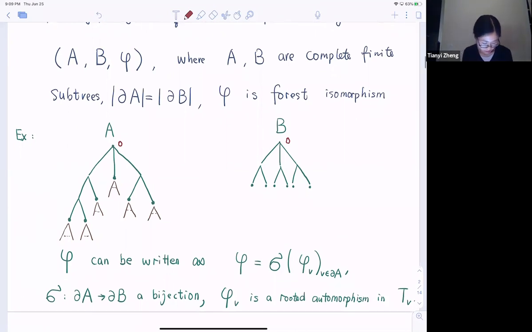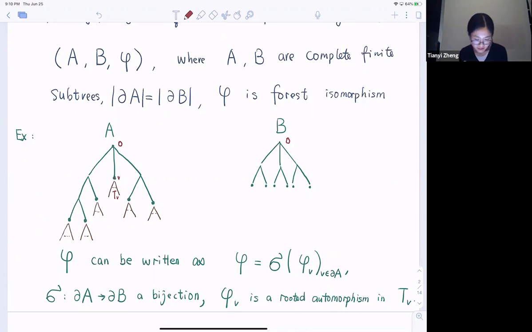Explicitly, this phi map here can be written as a product of these rooted tree automorphisms. So here, for instance, if this is V, and this subtree is T_V, you can first act inside the subtrees by rooted tree automorphisms. And then after you do something inside each subtree, you take a bijection from the leaves of A to the leaves of B, and then you move the subtrees there. So this describes what an element in the Neretin group is.